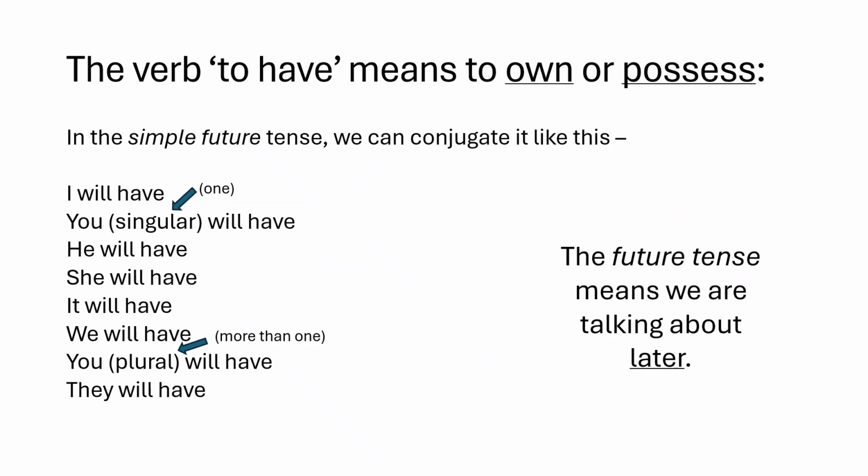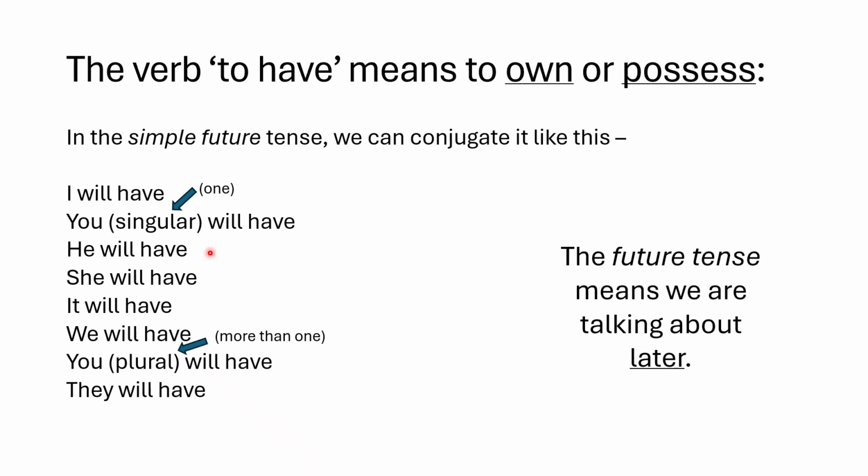As an action verb, or acting as a main verb, the verb to have tells us what someone or something owns or possesses. In the simple future tense, we can conjugate the verb to have like this. Follow as I read. I will have. You will have. This is singular, one person.